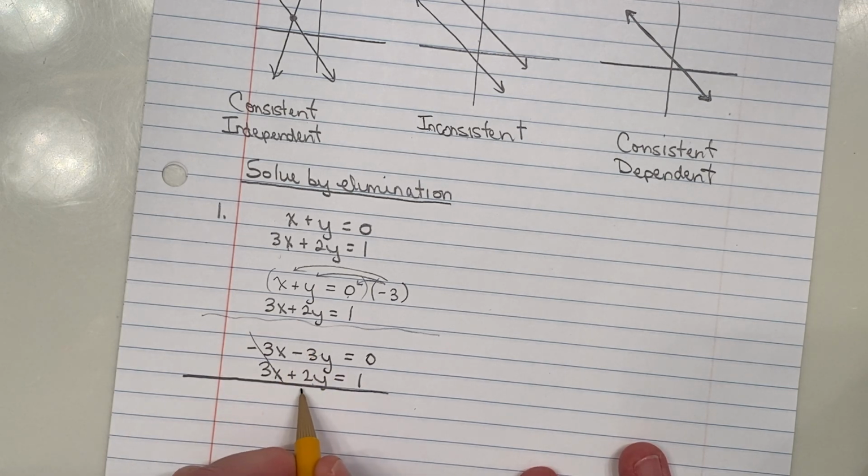Well, -3y plus 2y makes -y equals, let's add the constants, that's 1. Of course, let's solve for y now. So divide both sides by -1. So positive y is equal to -1.